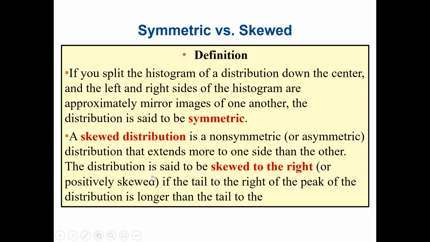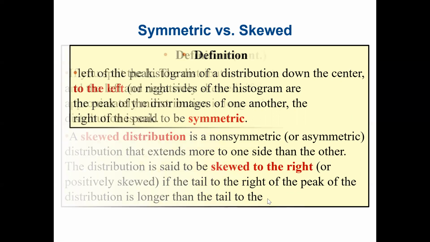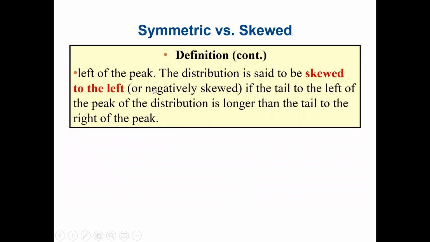So a distribution is said to be skewed to the right, which is positive skew, if the tail to the right of the peak of the distribution is longer than the tail to the left of the peak. Now, the distribution is said to be skewed to the left, or negative skew, if the tail to the left of the peak of the distribution is longer than the tail to the right of the peak.